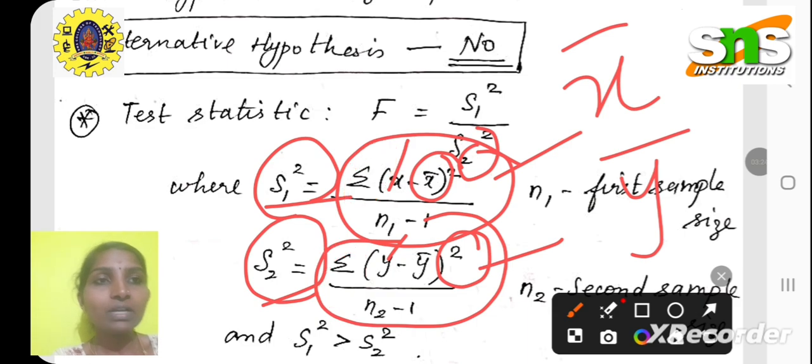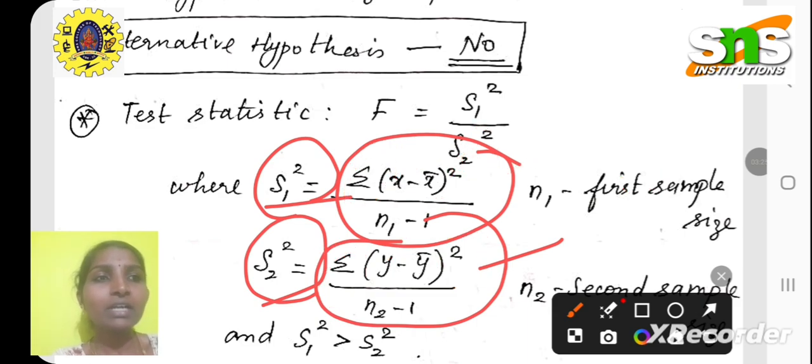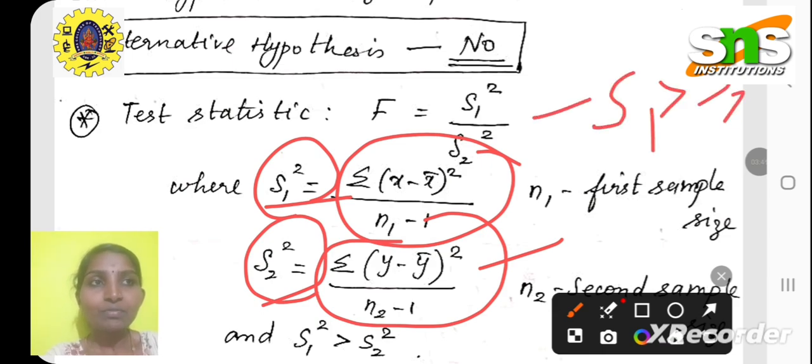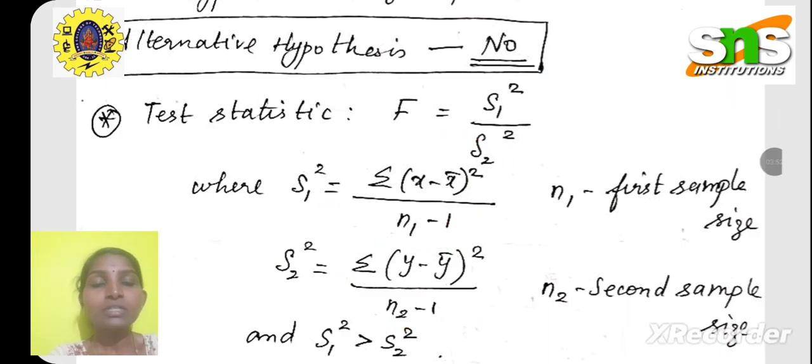What are these n1 and n2? n1 is the number of observations given in sample 1 and n2 is the number of observations given in sample 2. So, what we do for F-test is, if S1 is greater than S2, we use this formula. Or else, if S2 is greater than S1, we put S2 in the numerator. This is what we do in the test statistic for F-test.